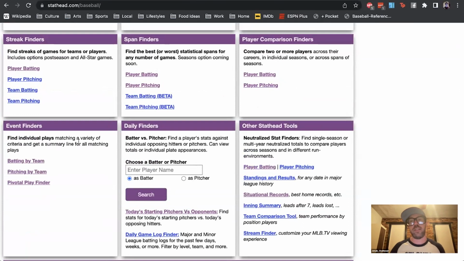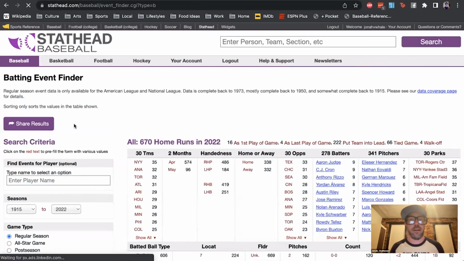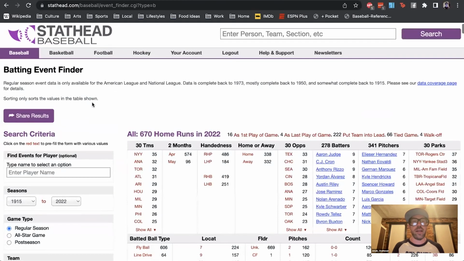The event finder is definitely the one that, when you first look at it, you're like, what is this? But as you get to use it, you'll find it's really easy and incredibly powerful, because what it does is search play-by-play data. So let me go ahead and open up the event finder so you can see what I mean. This is the event finder.